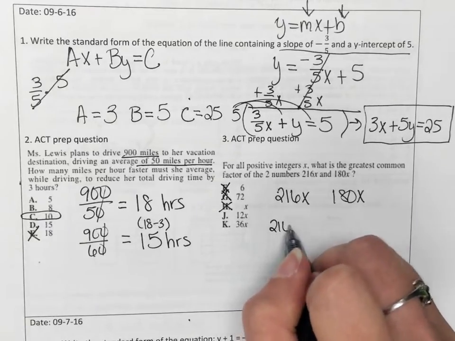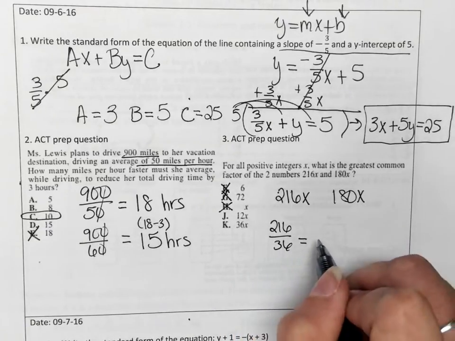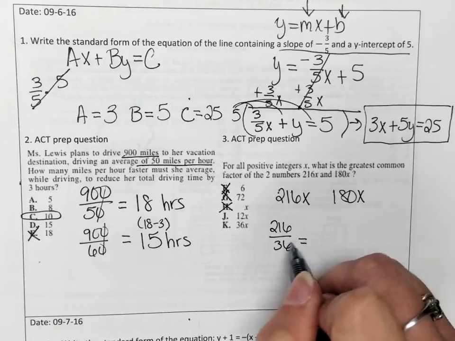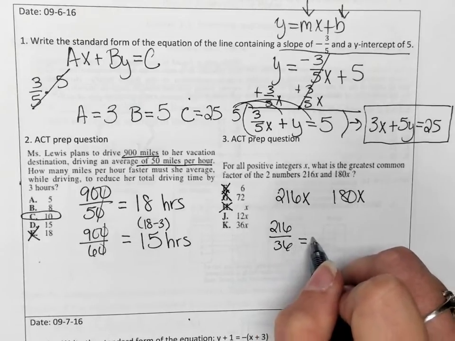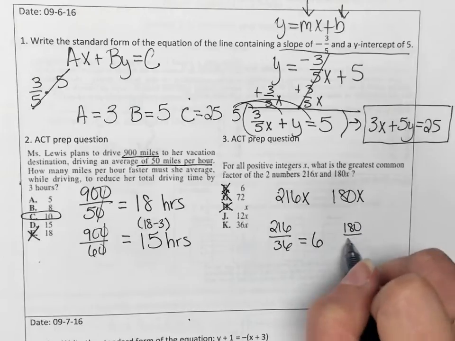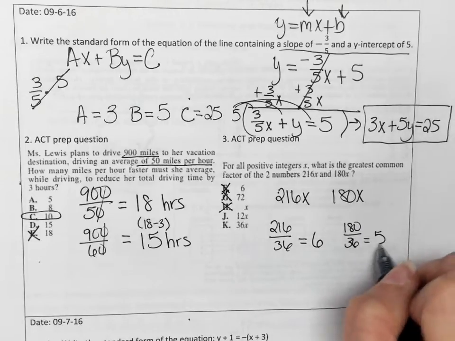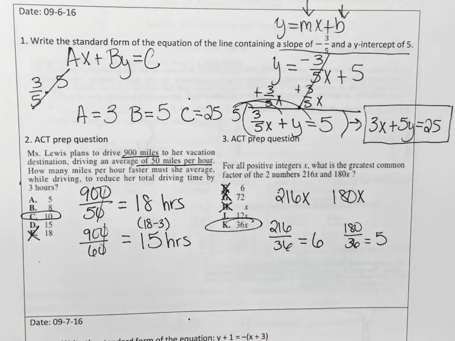The biggest one. So let's do 216 divided by 36. What is that? 6. Okay. And then what about 180 divided by 36? Does it go evenly? Is that 5? Yep. So it is K. Y'all good on that? Anybody lost?